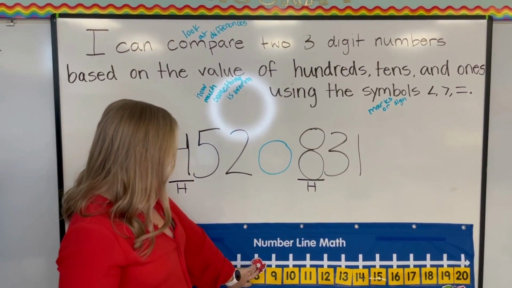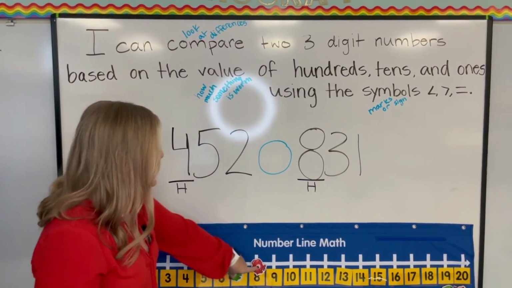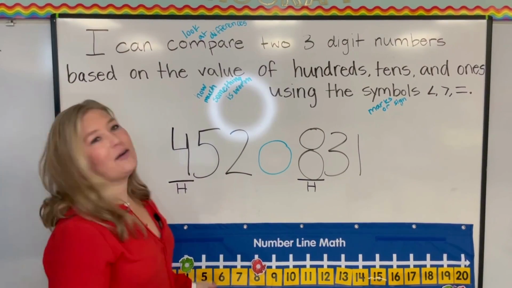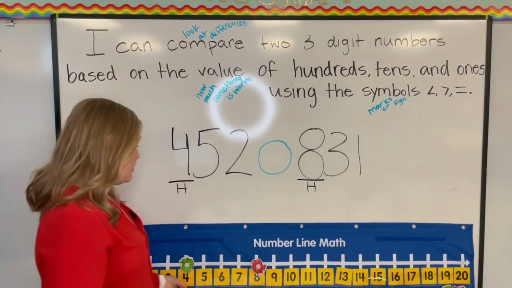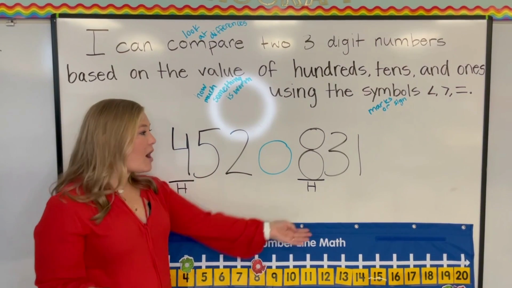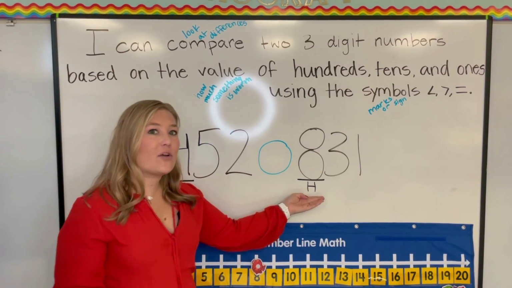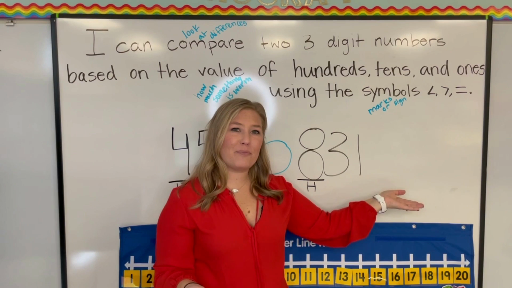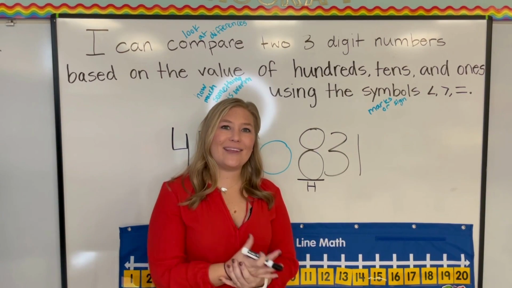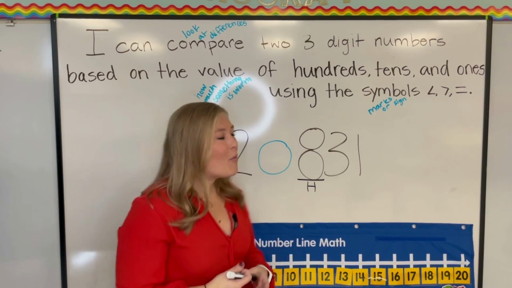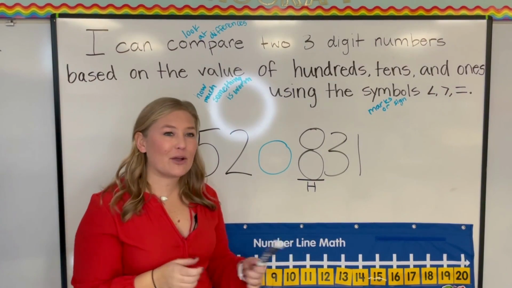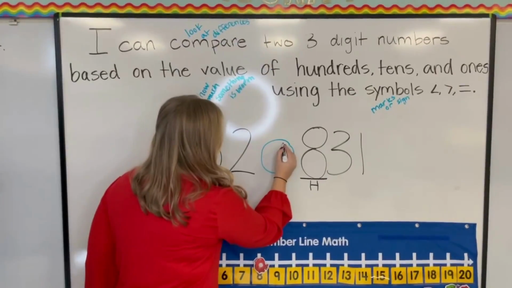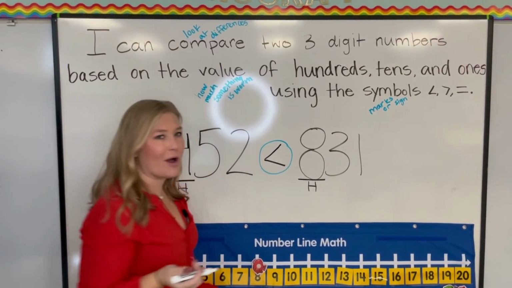Well, when I look, I have an 8 and a 4. Which number is bigger? You're right, my 8 is bigger. So I know that this number is going to be the larger number. So which symbol am I going to put inside? Well, I'm going to have my symbol open up to my bigger number. So I have my symbol open up to 831.